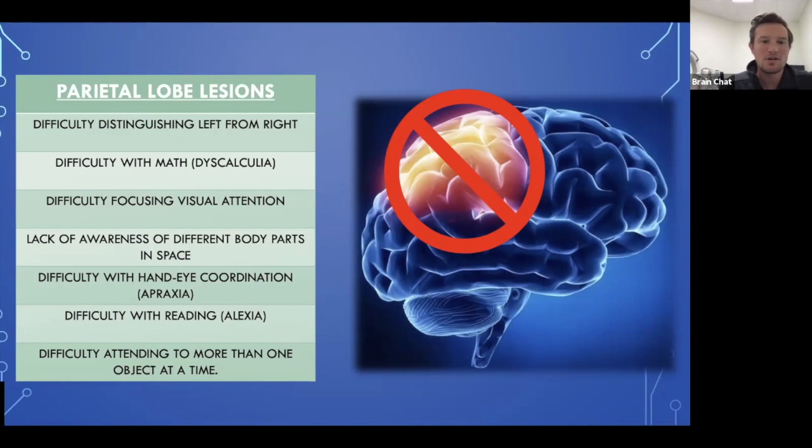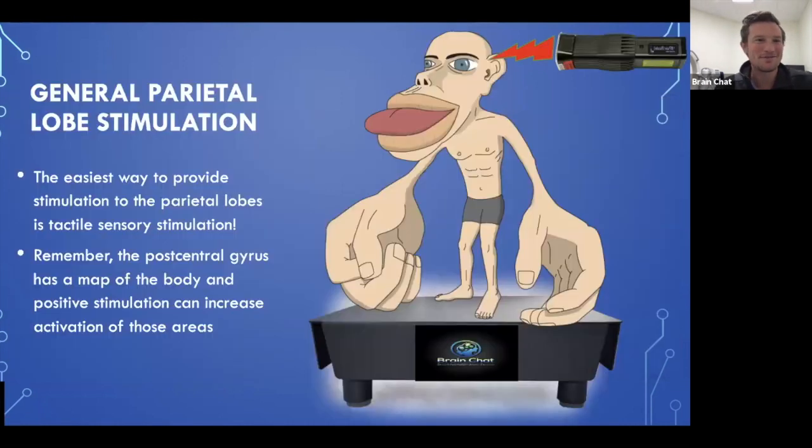Difficulty with hand-eye coordination. This also is obviously very what's called cerebellar in nature. So your cerebellum plays a significant role in coordination, but parietal lobes as well. Difficulty with reading. So this is called alexia. And then difficulty attending to more than one object at a time. That's me. You're not great at multitasking. So like if someone walks in here right now from my staff, I would totally get confused and forget that we're doing a live stream.